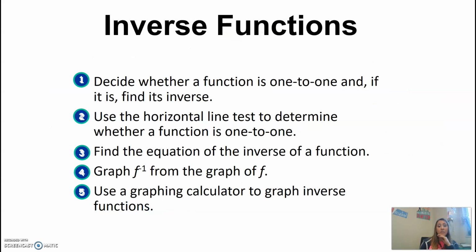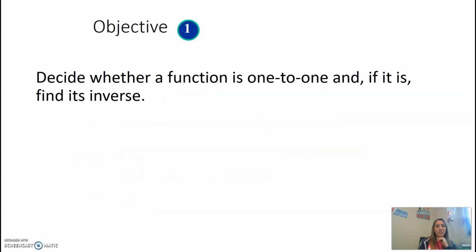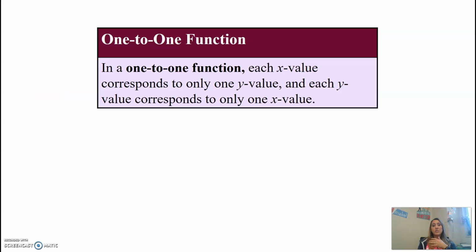Okay, so we are doing inverse functions. These are the different things that we are going to cover. You don't need to write all of this in your notes, but I would put a header as inverse functions. So we're going to decide whether or not a function is one-to-one, and if it is, we're going to find its inverse. A one-to-one function essentially says that there are no repeated x values, which makes it a function, right?